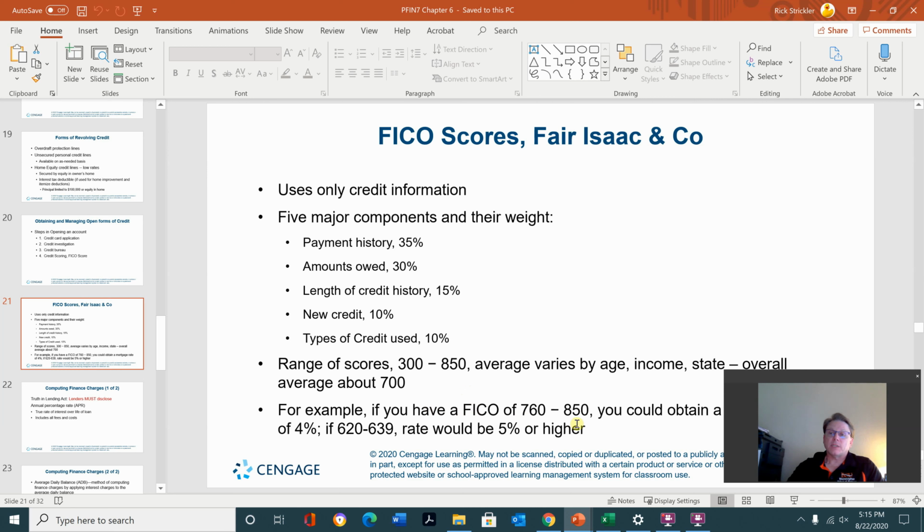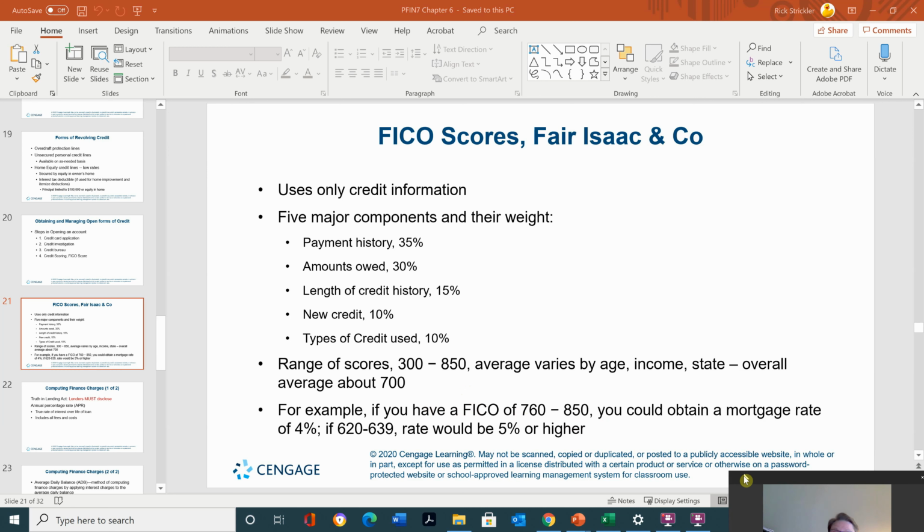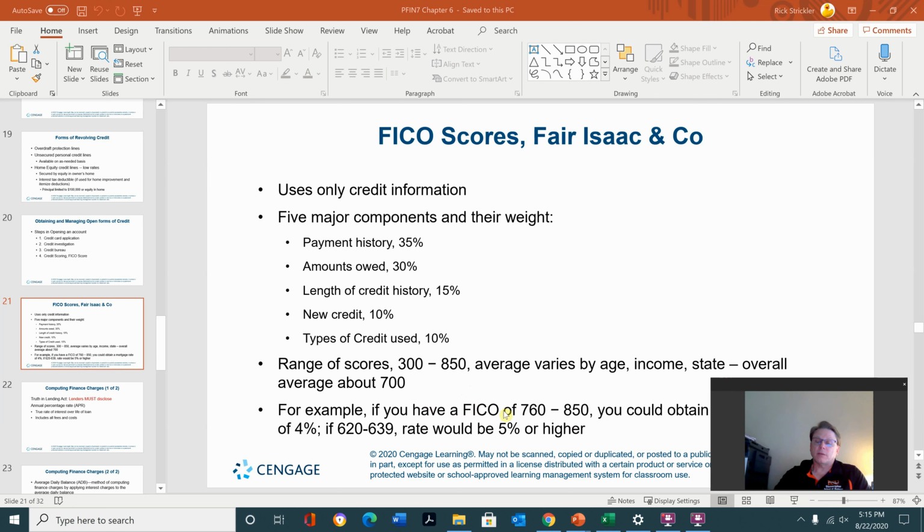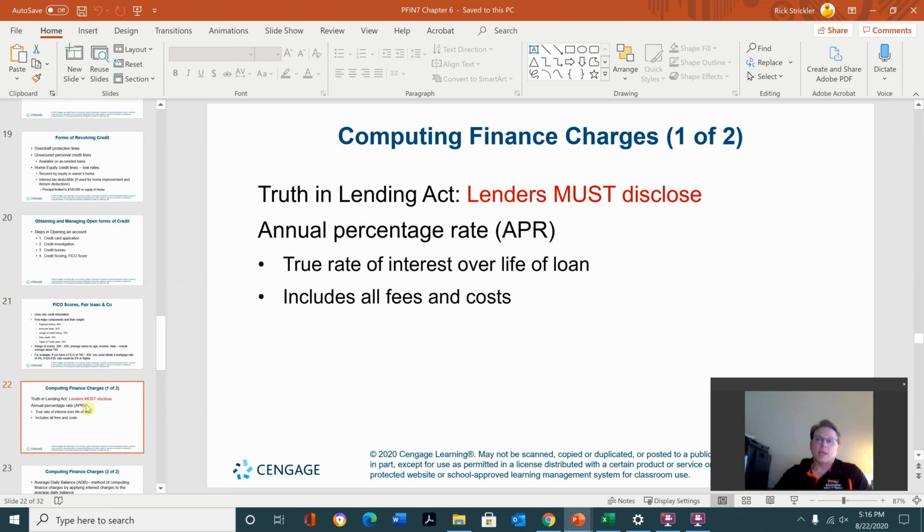If you have a FICO of 760 to 850, you could obtain a mortgage rate of 3.25% if your debt ratio was low enough. FICO score of 620 to 639, yeah, you're looking at 5 or 6% for a mortgage with a FICO score that low. And it takes many years to recover if you get a low FICO score.